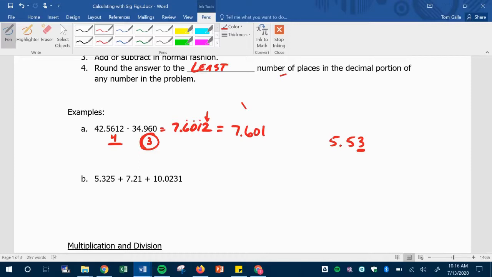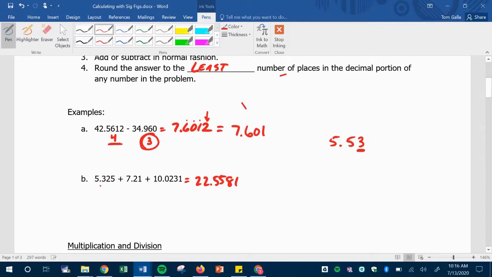All right, let's look at our next example. We have 5.325 plus 7.21 plus 10.0231. When we plug all of this into our calculator, we get 22.5581.